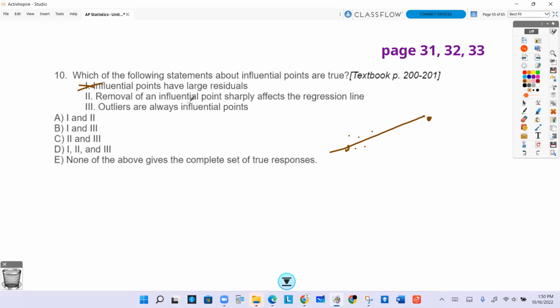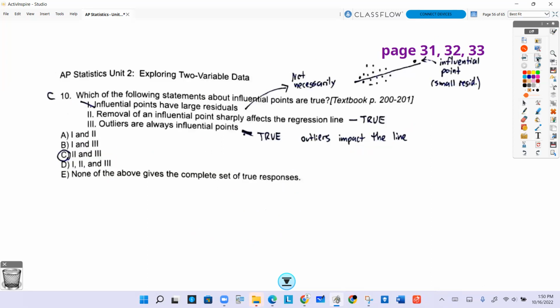Removal of an influential point sharply affects the regression line. Let's see. Usually it does, right? If I take that away, then it's probably going to be a little bit less of a relationship in this case, or if it's down here, it might increase or decrease the slope, so that's true. Outliers are influential points. Let's see if I got some points here. Throw an outlier in there. Yeah, it's going to bring that down. Yep. So it's going to be 2 and 3, I think. Outliers are considered influential points, but if you take an influential point out, it's going to affect that regression line. But they don't have to have large residuals. You understand?